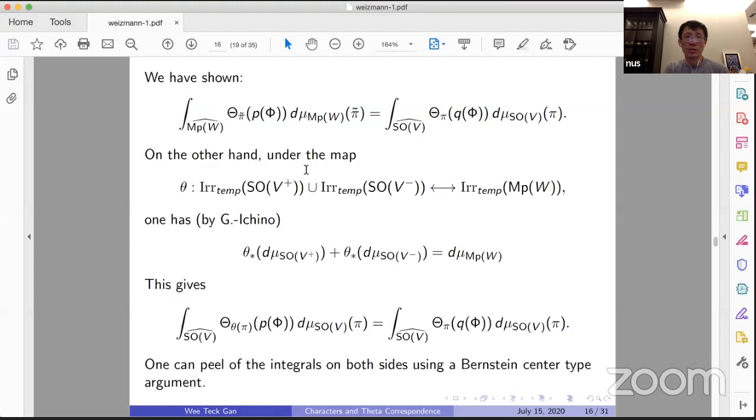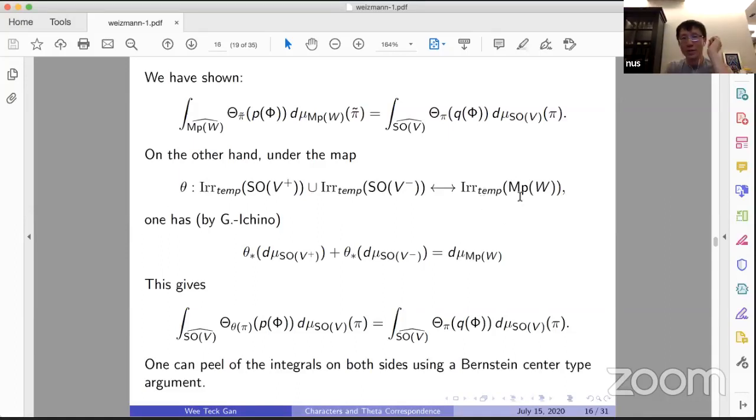Well, I have mentioned that there's this local Shimura correspondence that gives this bijection between the tempered unitary dual on the SO side and the tempered unitary dual on the MP side. Now, a result that I have shown with Ichino, in our paper called Formal Degrees and Theta Correspondence, can be stated as follows: when you take the Plancherel measure on the SO side and push forward by theta, what you get is the Plancherel measure on the MP side.